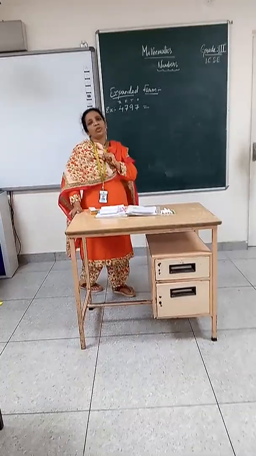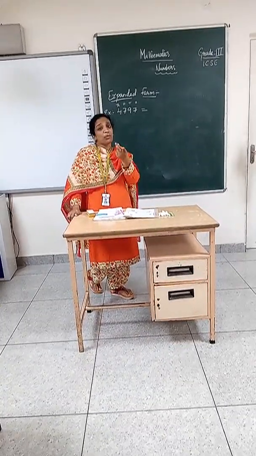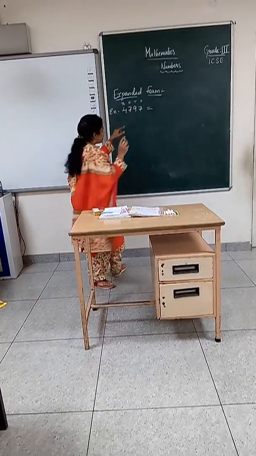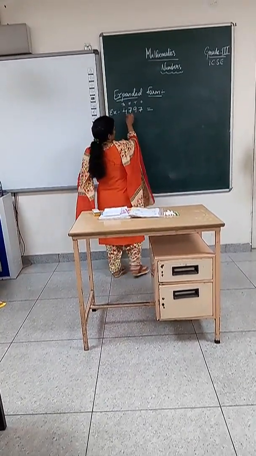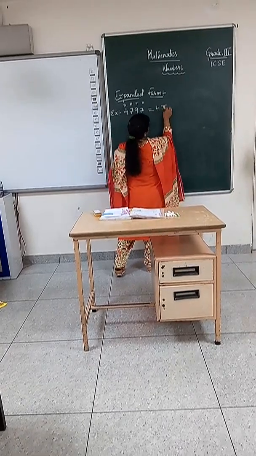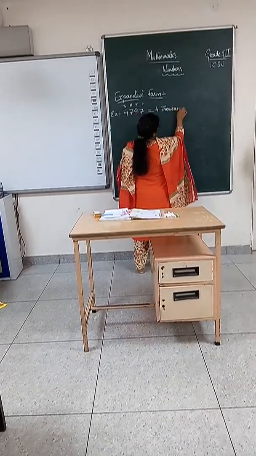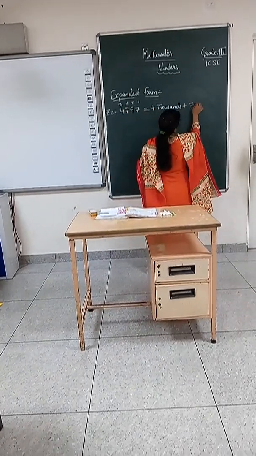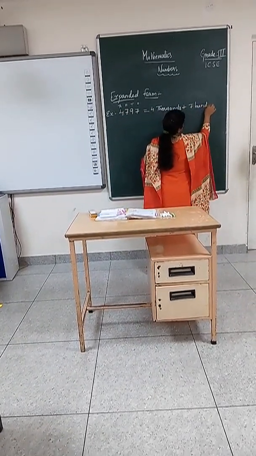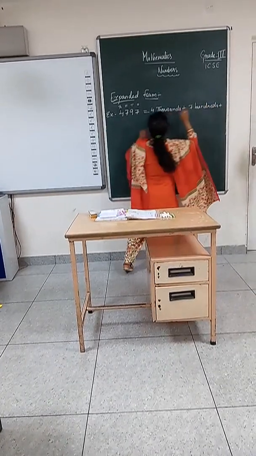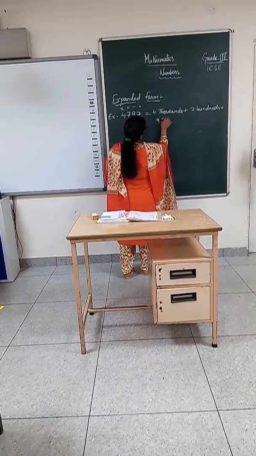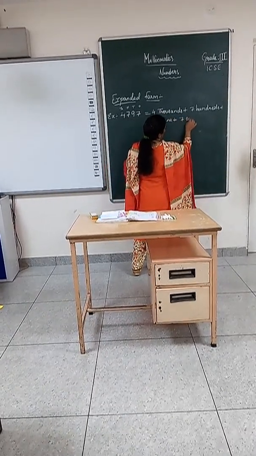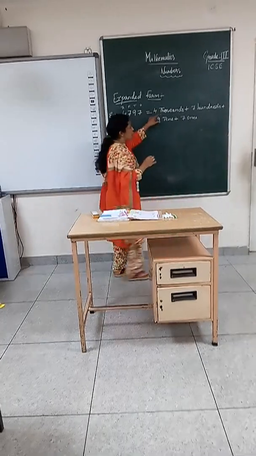And children, one more thing. So again in the expanded form you can write in 2 forms. So that is, let me write the first one. You can write it in the words, that is 4,000s plus 700s. You can write this in words plus 9 tens plus 7 ones. So this is one form of writing.